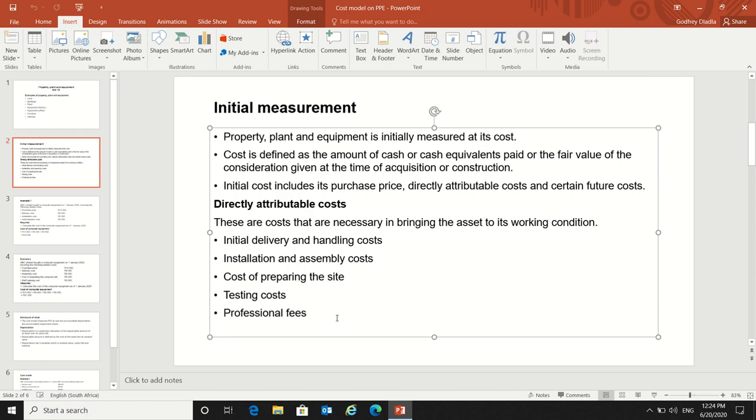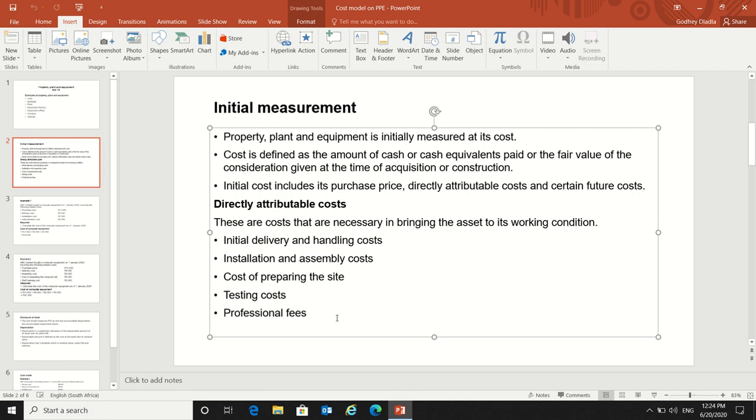Testing costs apply in a situation whereby, for an example, you are installing a machine and the machine is used at a bakery. Now, if you install a new machine, you have to test that machine to ensure that it is working, right? So those testing costs will form part of the initial cost of that baking machine, okay? Then you've got professional cost.